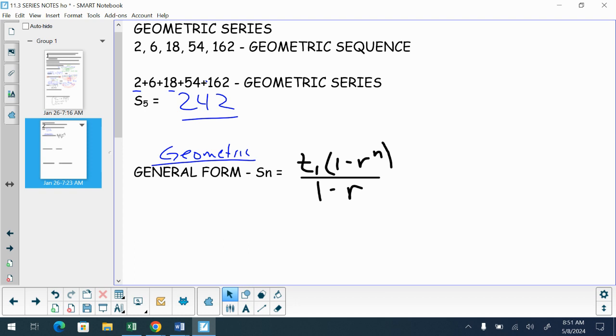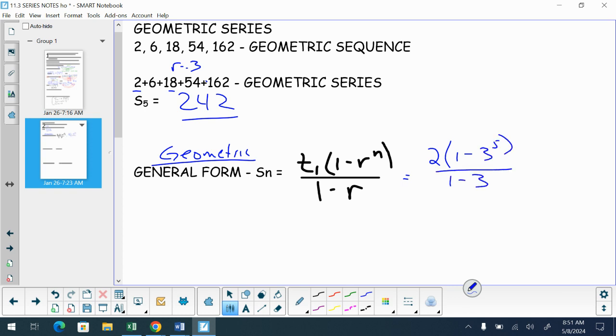We get 242 up top. So if we take a look at this as our formula, we take our first term, 1 minus our ratio. Our ratio here is 3. So we have 2 times 1 minus 3 to the 5th over 1 minus 3. And if you click that through the calculator, you should come down to the exact same solution.